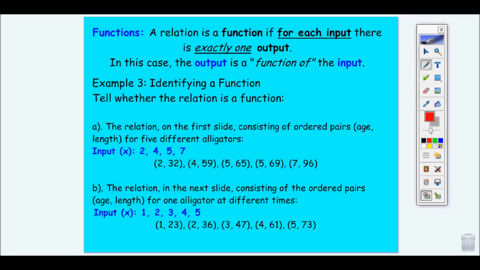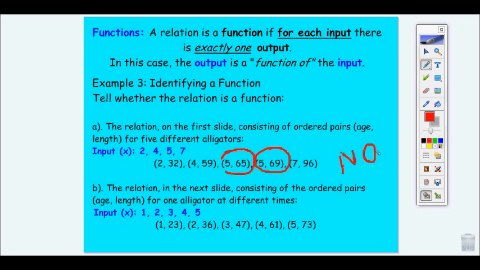Again, we have listed the relation of the first slide, consisting of those ordered pairs for the age and the length of the 5 different alligators. On this one, you can see we had alligators that were 2 years old, 4 years old, 5 years old, and 7 years old. The problem is we had 2 different alligators that were 5 years old, but they did not have exactly the same length. One was 65 inches, the other was 69 inches. That makes this only a relation and not a function. A function means we could always put in an input and predict the exact answer.